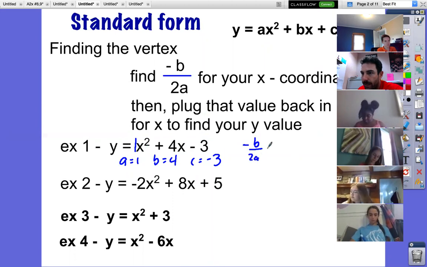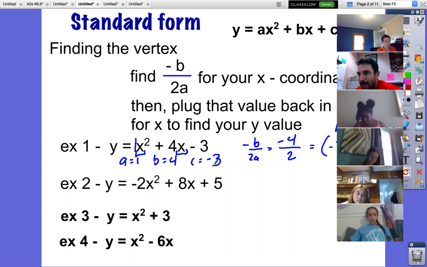-4. Perfect. Over, and what is 2 times a? 2. So that means my x value is -4 over 2, which is -2. Remember, that's the x coordinate for your vertex, or your h value. So if my h value is -2, how in the world do I find what my k value is? I just plug -2 anywhere I see an x, and I evaluate.